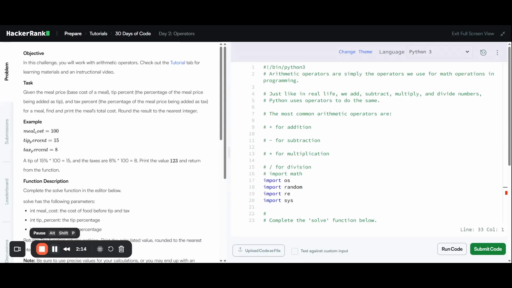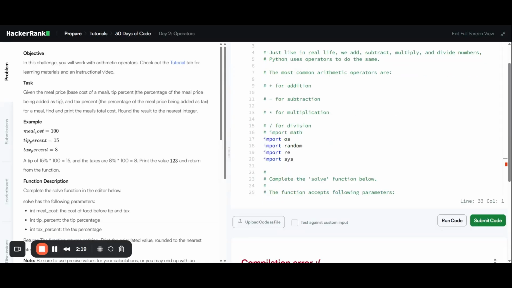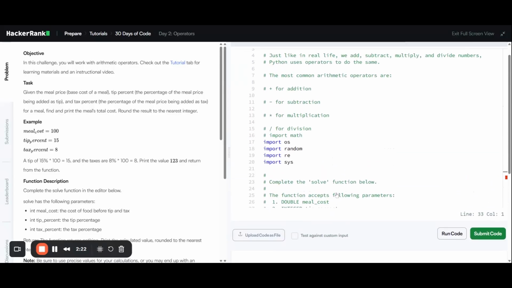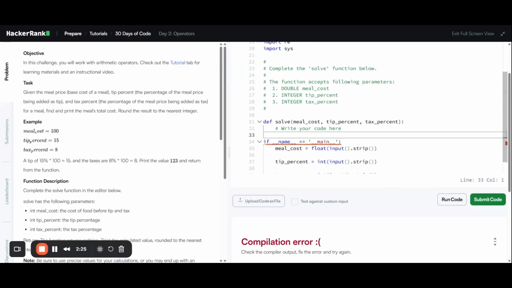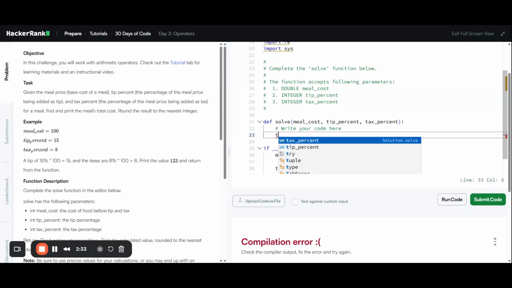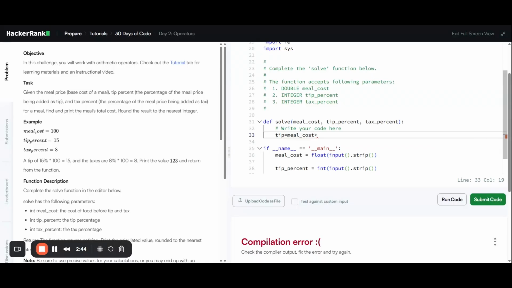This is the example that I have explained till now. Now let's write the code, the logic, one by one. See here, we have to write the logic in this function. First, let's calculate the tip amount. Tip is equal to the meal cost into the tip percent divided by 100, as I told you.